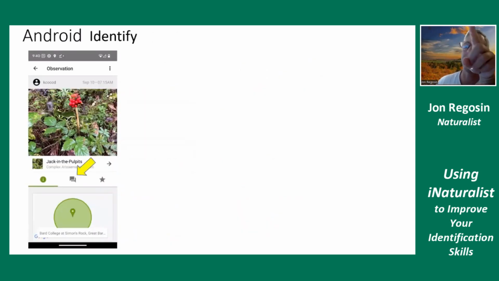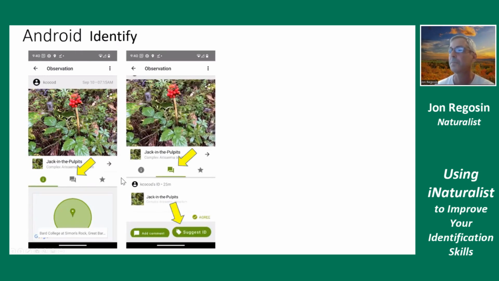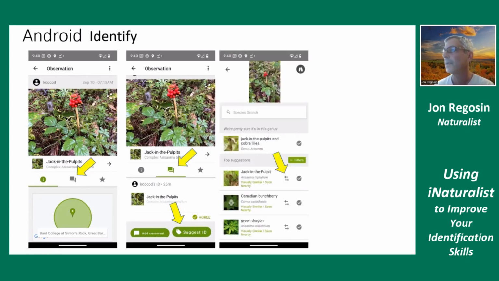Okay, so now we're in someone else's observation. I'm on an Android, and I'm going to help identify it. So there are these two different tabs here. This is the information tab showing me the location. So I need to go to this comment tab. And now I'm going to click suggest ID. I could agree here. I'm going to click suggest ID. It's going to give me suggestions just like on the computer.